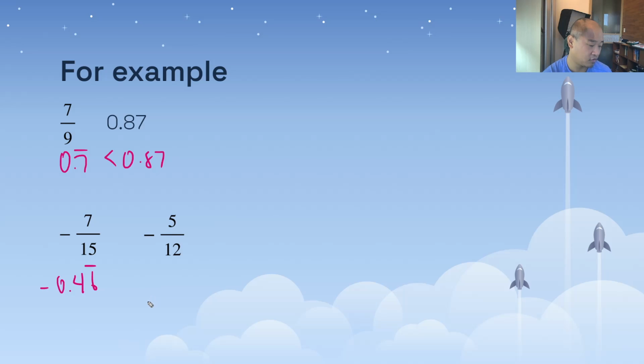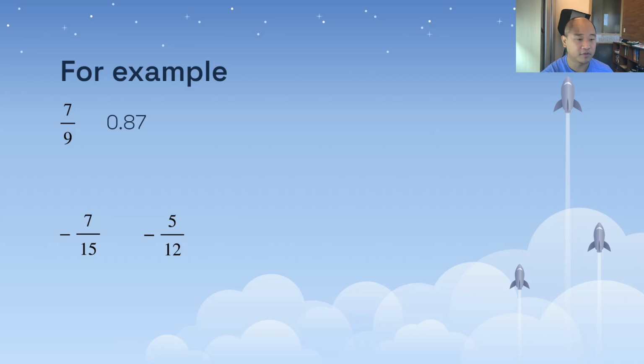5 divided by 12 is 0.416 repeating. And so these are both negative numbers. Which one is bigger? Well, this has a smaller absolute value, which means that this is the bigger number. Because remember, on a number line, as we get further and further away from 0, the smaller it becomes, right? And so we want the number with a smaller absolute value when we're talking about negative numbers.